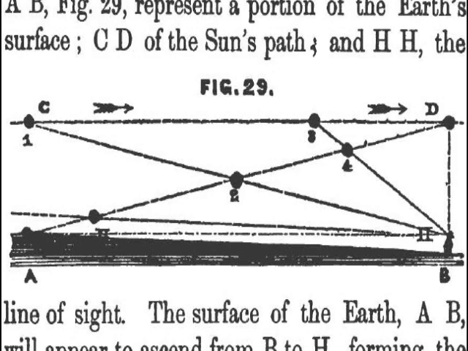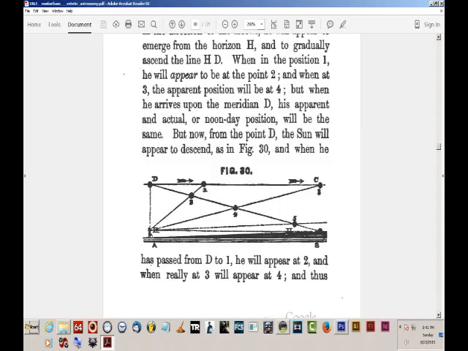and when he has passed from D to 1, he will appear at 2, and when really at 3 will appear at 4. Section 7, figure 2, figure 30. And thus, continuing his course in the direction DC, he will reach the horizon at H and disappear, or "set," to the observer at HA.